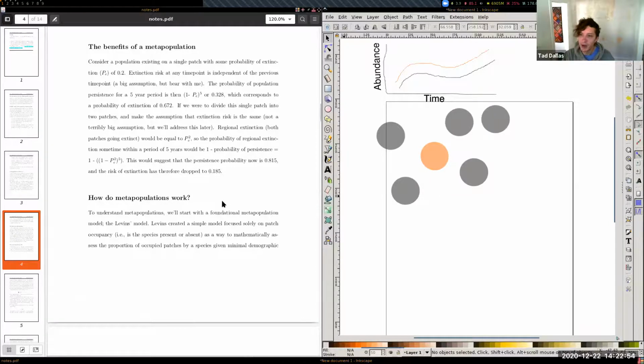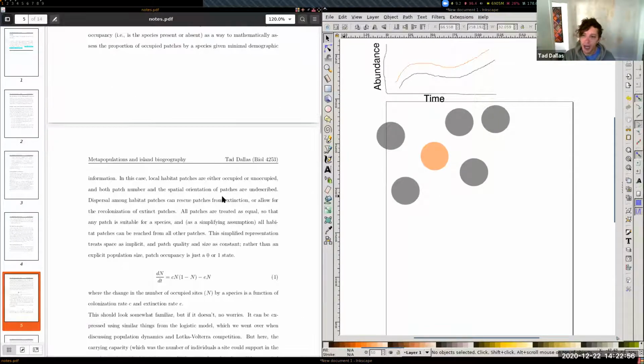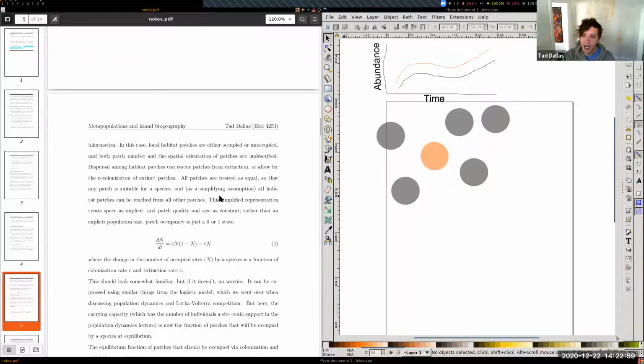The Levins model tracks the change in patch occupancy as a function of two different things: the colonization rate, C, and the extinction rate, E. There, I highlighted it. All patches are assumed to be equally likely to be colonized.